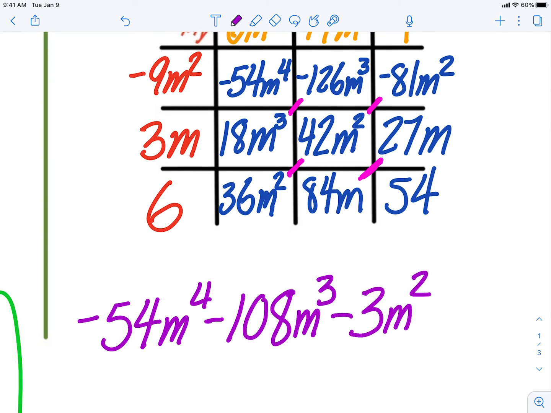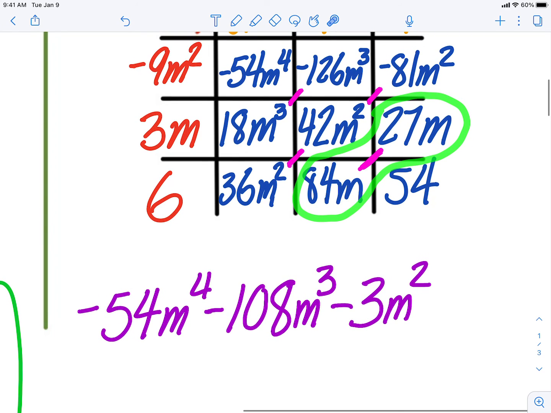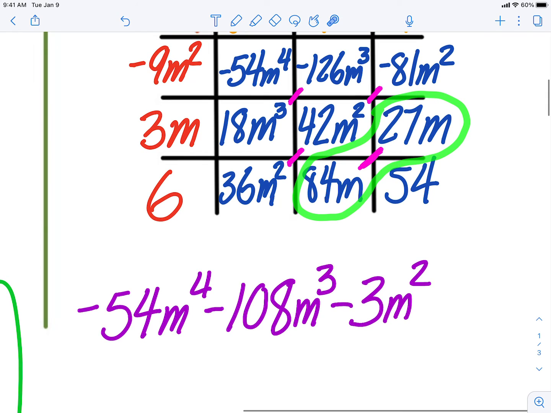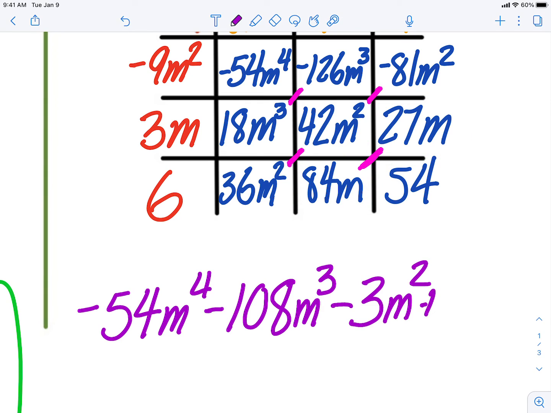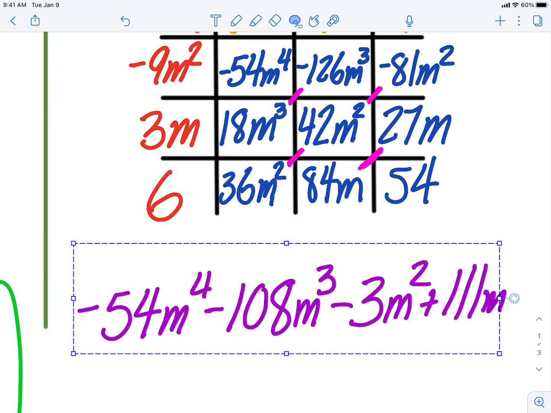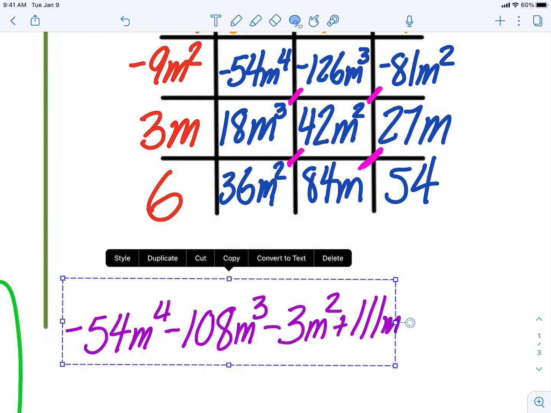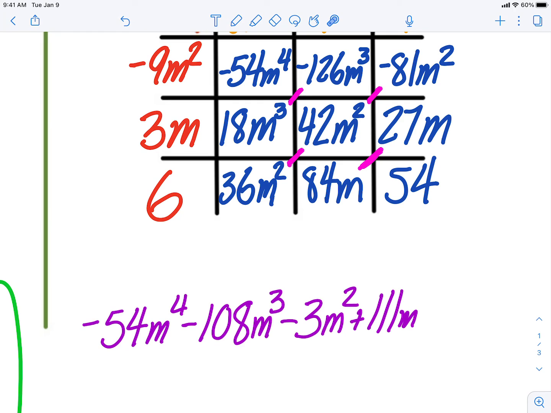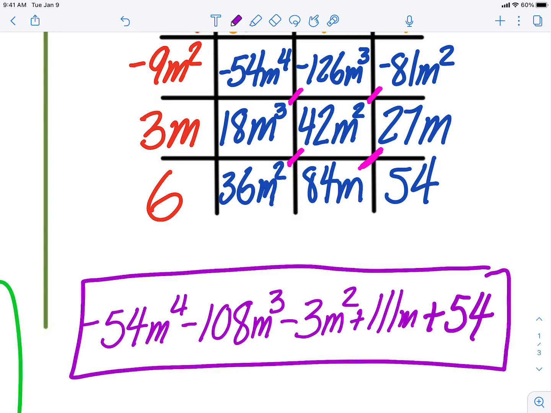Right? And now these two right here go together, and they're the same sign, so I can add them. So I get 84 plus 27 is 111. Positive 111 m. Right? And I'm going to run out of space here, so let me move this over and make it a little smaller as well. There we go. And then finally, I got this 54 here on the bottom by itself, so that's a positive 54, so I'm going to do it like that. And that right there, kiddos, is my solution.